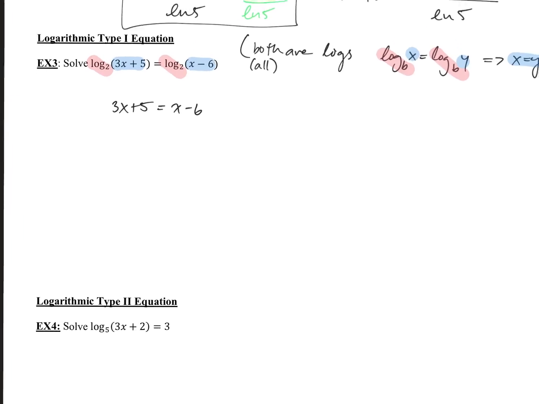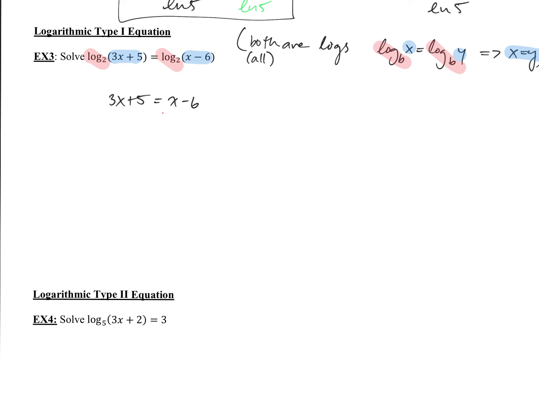So let's go ahead and solve. Minus x, minus 5, minus 5. So we have 2x equals negative 11. Dividing both sides by 2, we get x equals negative 11 over 2. So I'd be tempted to say we're done, but recall, for logarithms, do we have any restrictions?